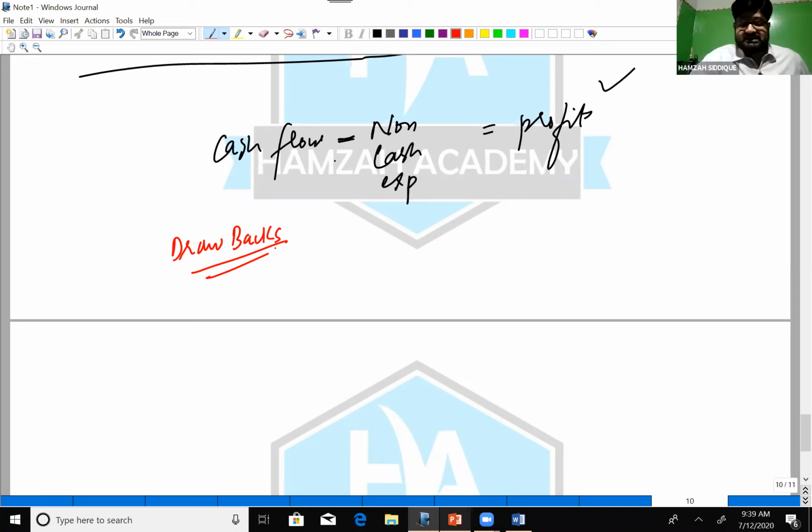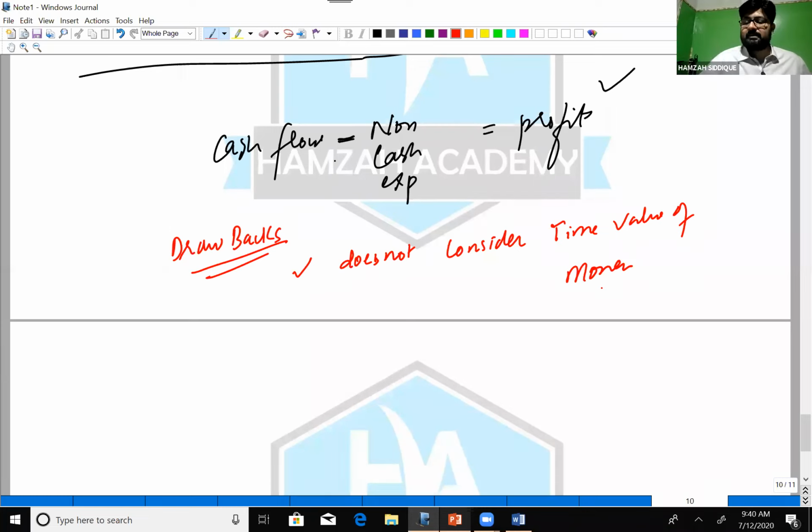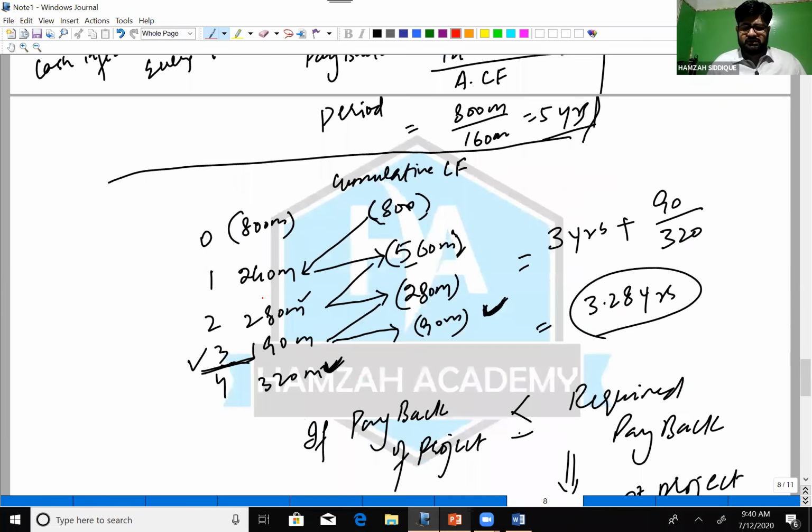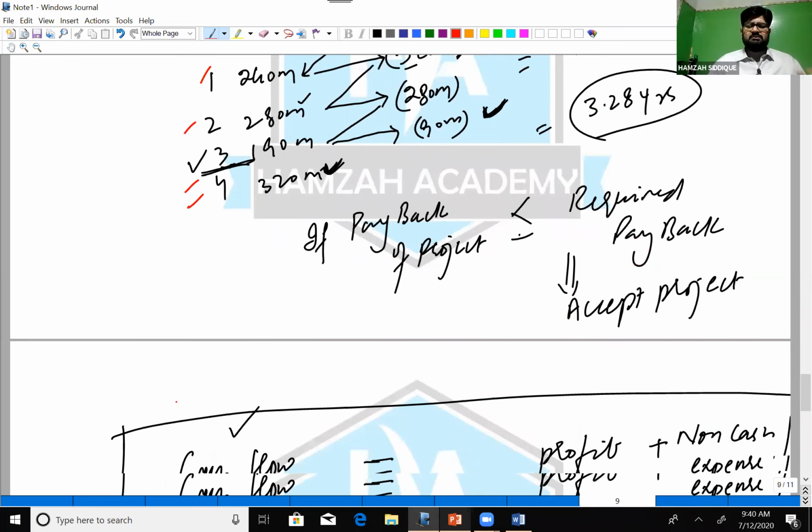The first drawback is that it does not consider the time value of money. You see, we were treating all cash flows in a similar way. Just like that, we didn't discount, we treated all the cash flows the same way. Now, next.